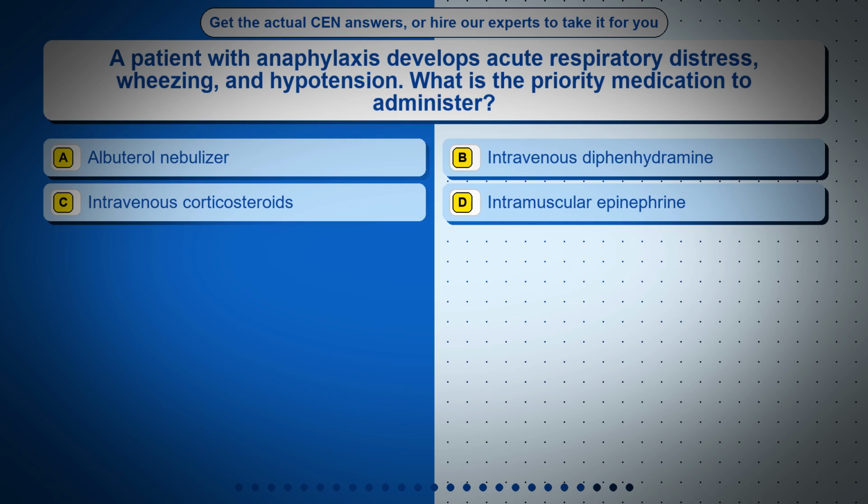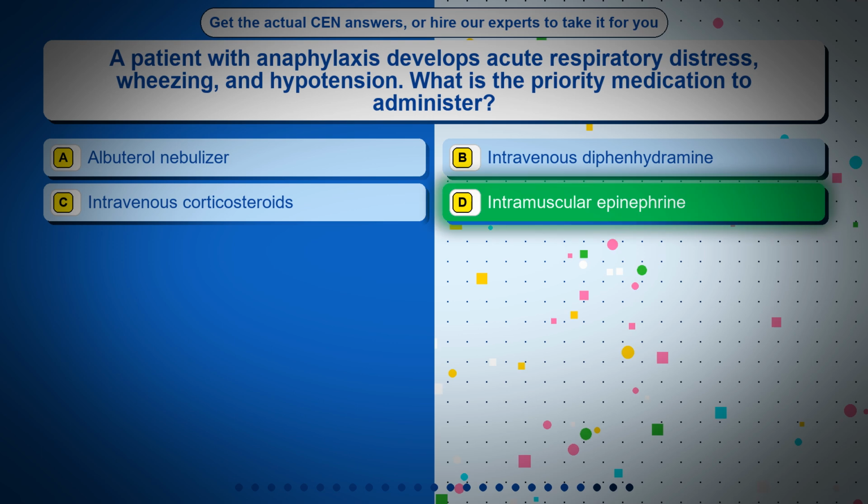Question 22. A patient with anaphylaxis develops acute respiratory distress, wheezing, and hypotension. What is the priority medication to administer? Option A, albuterol nebulizer. Option B, intravenous diphenhydramine. Option C, intravenous corticosteroids. Option D, intramuscular epinephrine. The correct answer is option D, intramuscular epinephrine.